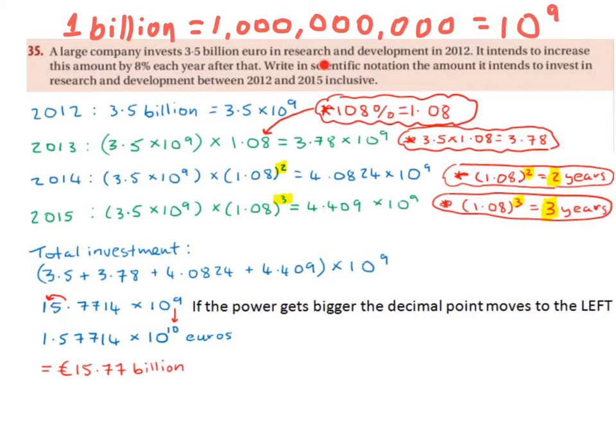So we were asked to write in scientific notation the amount the company intends to invest in research and development between 2012 and 2015 inclusive. And we worked it out to be 1.57714 times 10 to the power of 10 euro, or in other words, 15.77 billion euro.